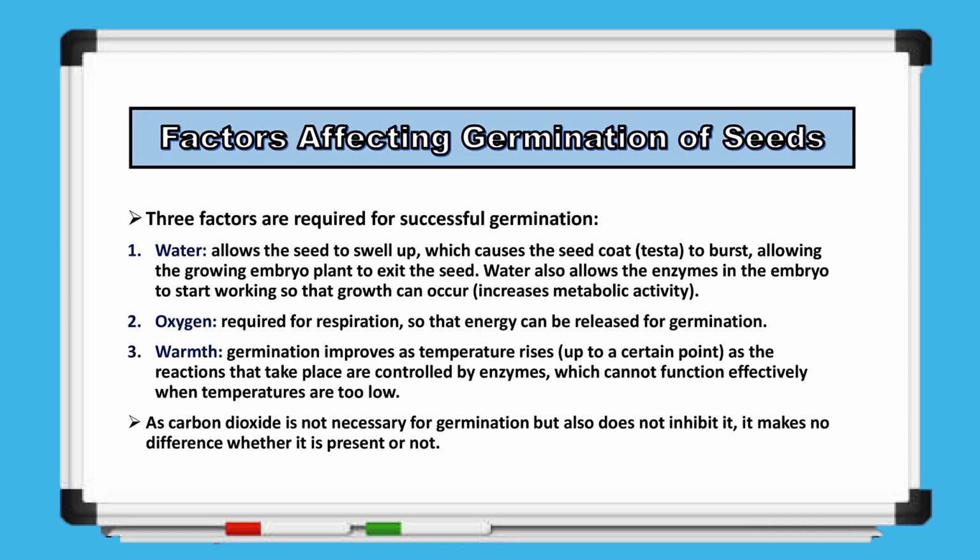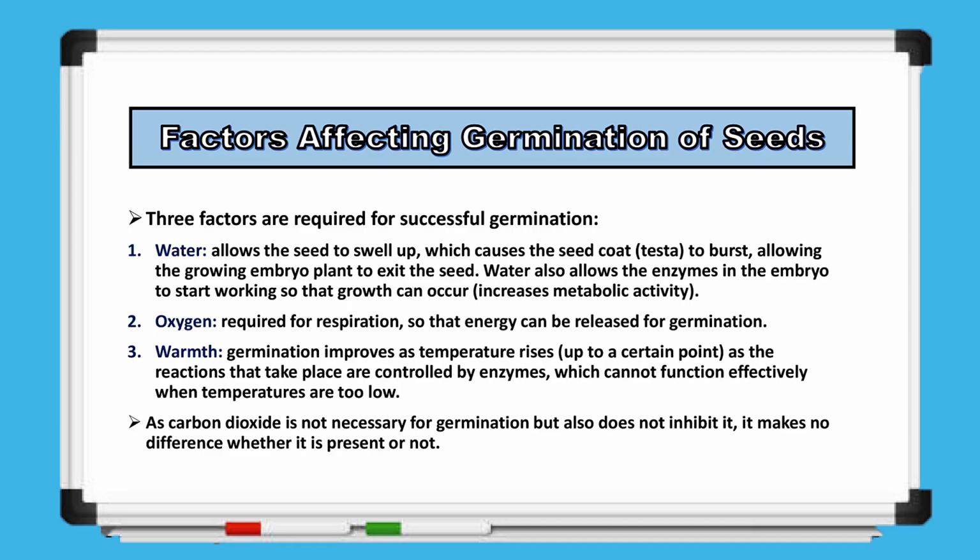Before moving into the investigation, it is important to understand the main factors that affect the germination of seeds. Germination is the process in which a seed begins to grow and develop into a new plant, and certain environmental conditions are required for this process to occur successfully. There are three main factors necessary for germination. The first is water. Water allows the seed to absorb moisture and swell, which causes the seed coat, called the testa, to split open. This makes it possible for the embryo plant to emerge from the seed. Water also activates enzymes inside the embryo, increasing metabolic activity so that growth can begin.